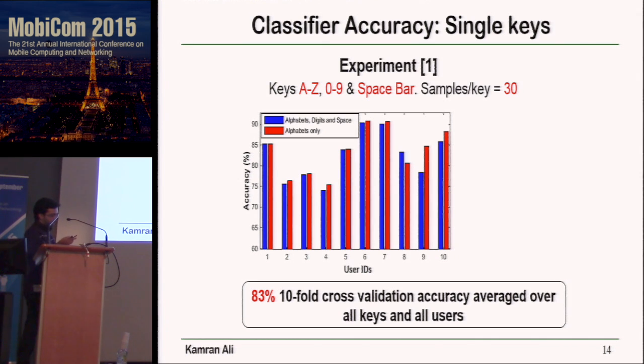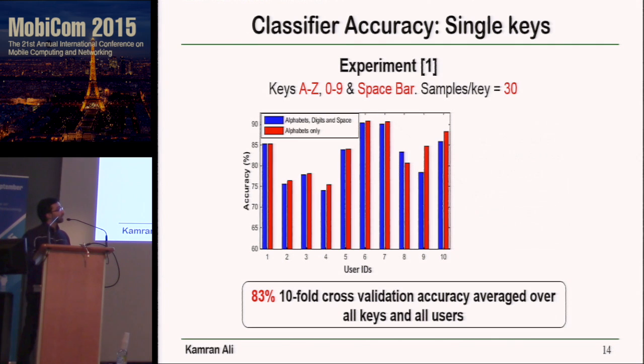On the graph, you can see that the x-axis shows the user IDs and the y-axis shows the accuracies which were achieved. In this experiment, we tested both cases: in the first case we tested all the 37 keys, and in the other case, the red bars show the accuracy results for when we tested only the alphabets.